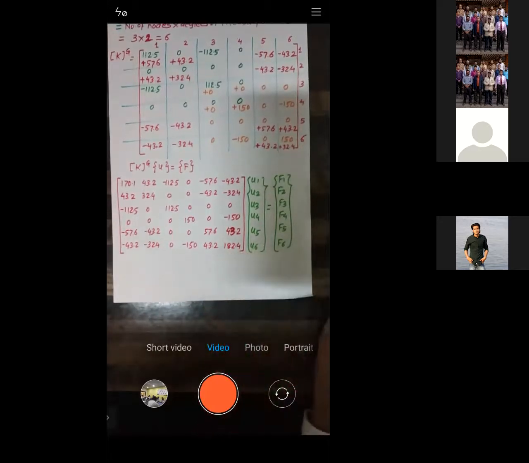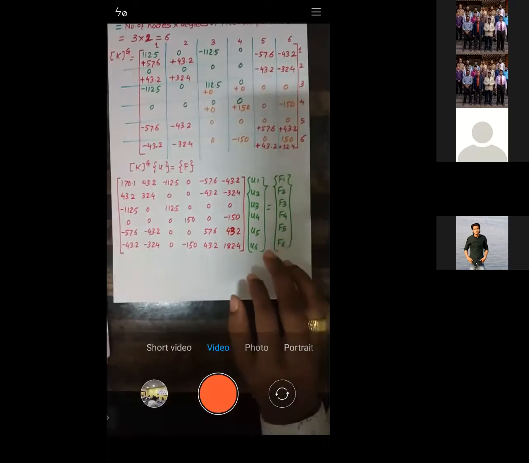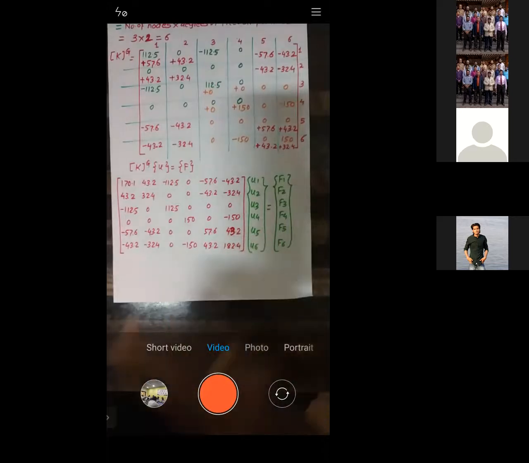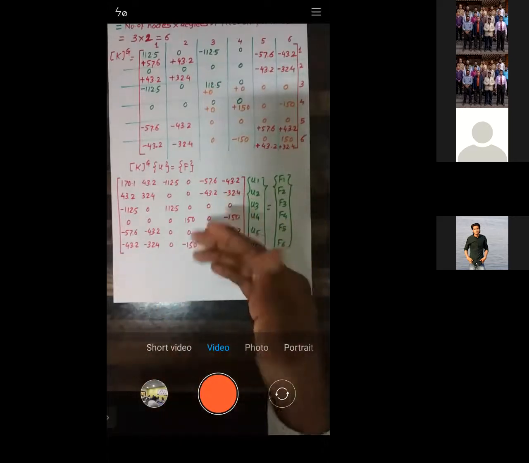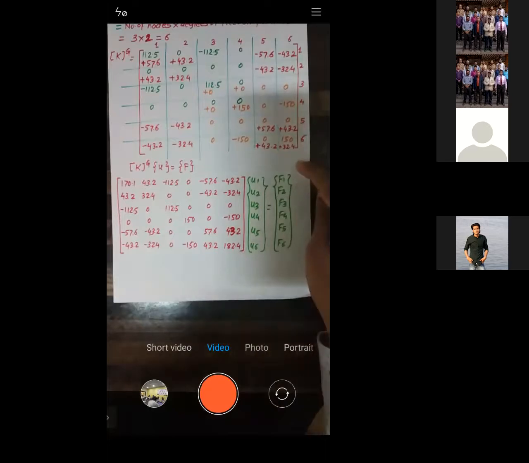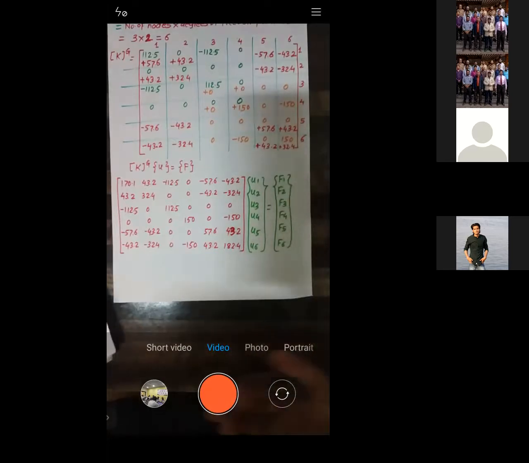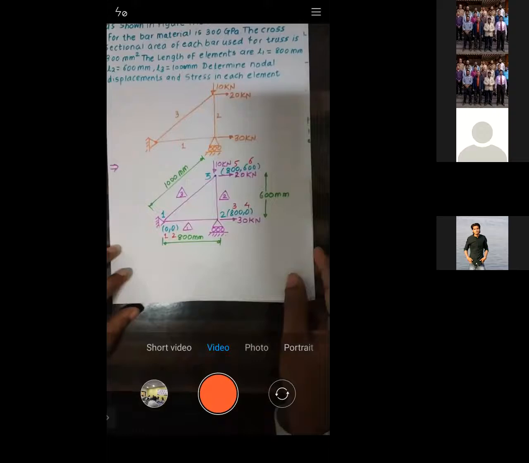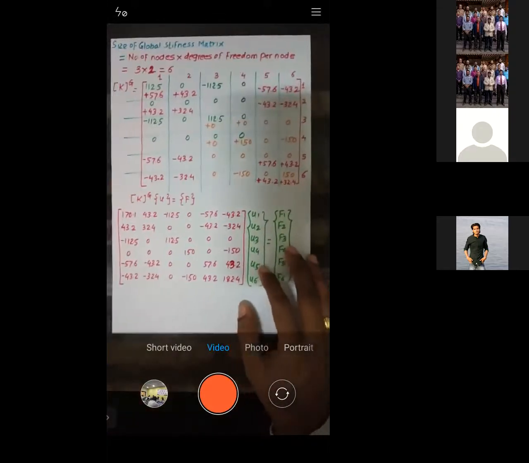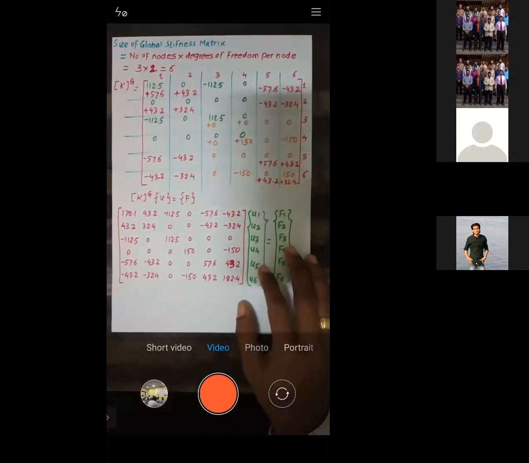Okay. So I think with this I will stop. And in the next lecture we will further continue with the problem. In the next lecture we will impose the boundary conditions. We will solve the equations. We will calculate the displacement. We will calculate reaction, then stress and strain. So it will take some time. Right. So with this we will finish today's session, and in the next session we will continue the same.